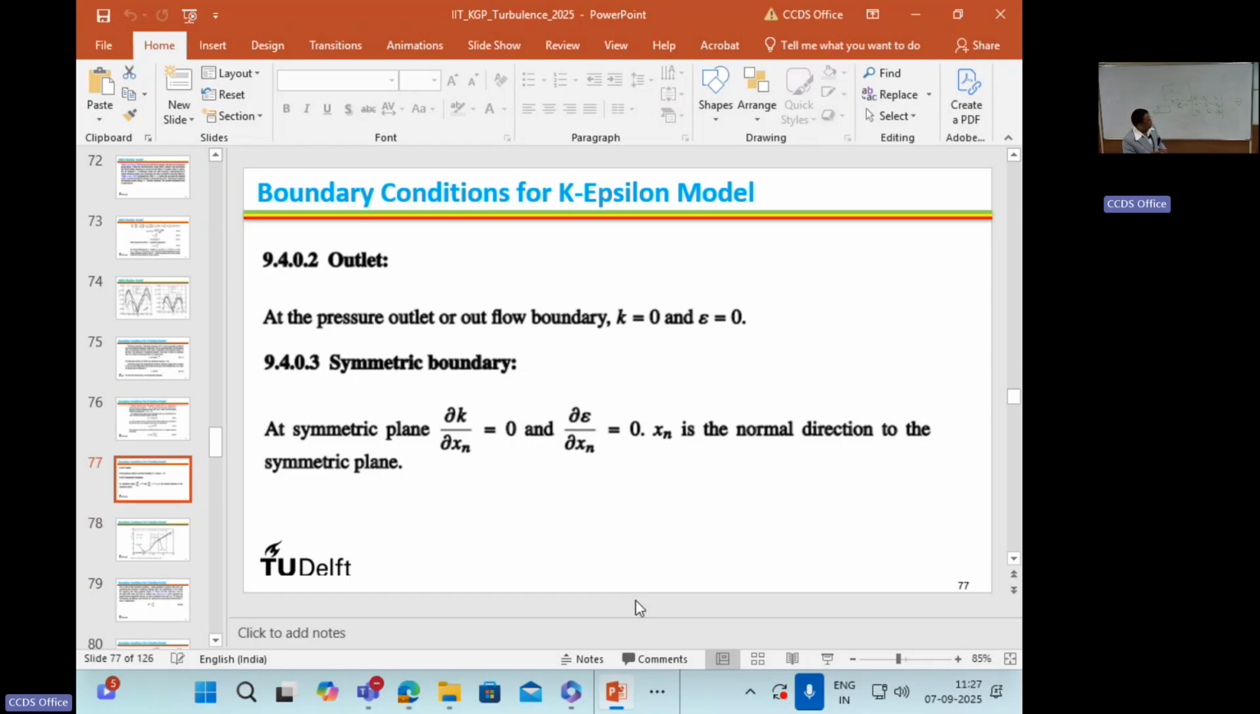So at that condition, the gradient for the kinetic energy and dissipation should also vanish, just like velocity and temperature. At the symmetric boundary, the gradient must vanish. Clear? The boundary condition for K and epsilon at the inlet, at the outlet, at the symmetric boundary. It is clear?